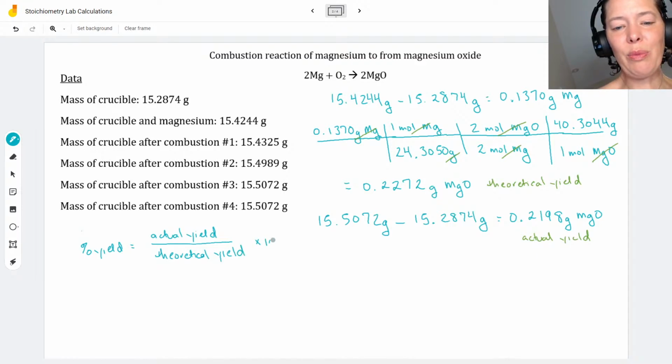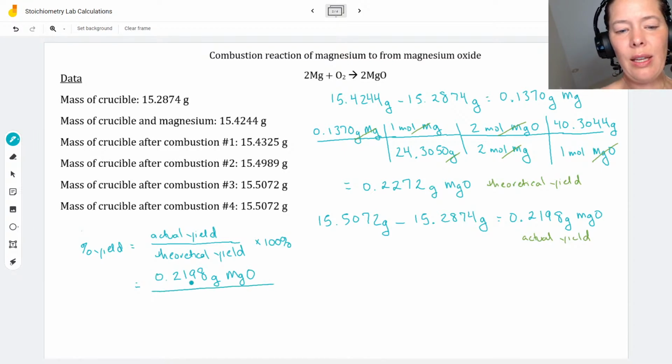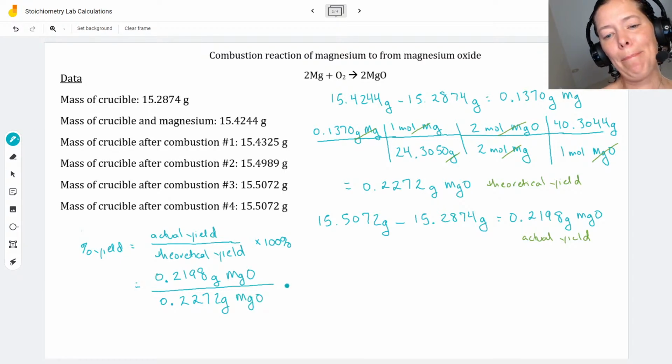And that gets multiplied by 100%. Okay, so let's plug our numbers in for this lab. So my actual yield was 0.2198 grams of magnesium oxide, and my theoretical yield was 0.2272 grams of magnesium oxide. And I am multiplying that by 100%.